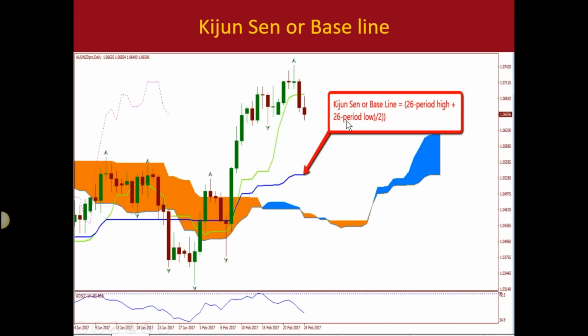And then you got your Kijun-sen. It's going to be a little bit part of the strategy. And the Kijun-sen or baseline is a 26-period high and a 26-period low divided by 2. So the Tenkan-sen is your 9-period high and low divided by 2. Your Kijun-sen is your 26-period high and low divided by 2. Pretty much basically moving averages, but a little bit different. All right. So we're going to be talking about that.